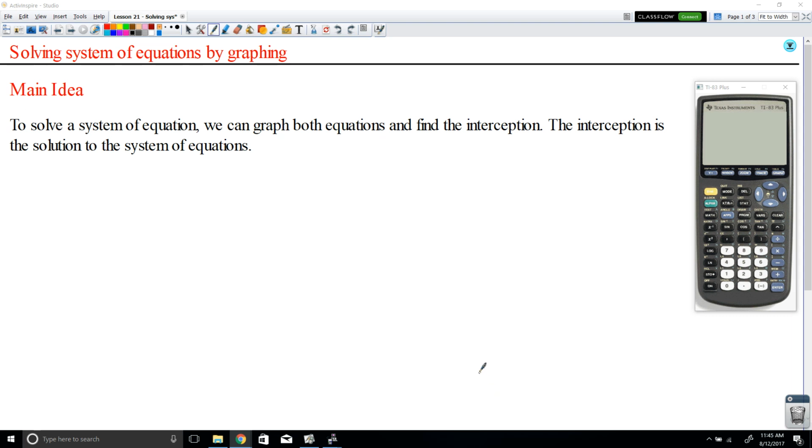Today, we will see how we can solve a system of equations by the technique of graphing. The main idea here is that to solve a system of equations, we can graph both equations and then find the intersection. That's really important. To solve a system of equations by graphing, all we have to do is graph them and see where they intersect. The intersection is the solution for the system of equations. So that's the main idea here. Let's actually put it into practice.